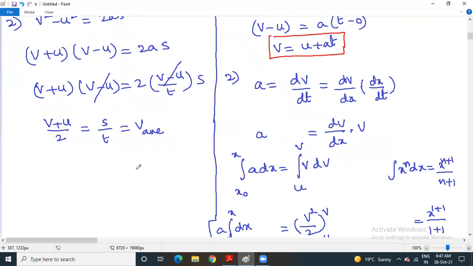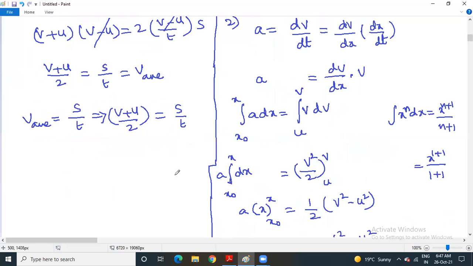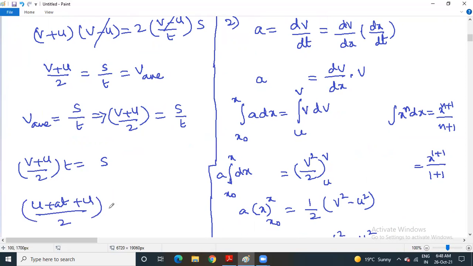Now, making use of this average velocity also, you can find out s equal to ut plus half at square. Check it once. So v average is equal to total displacement by total time. Now v average is once again (v plus u) by 2, which is s by t. Now (v plus u) by 2 into t is equal to s. What is v? The basic equation is u plus at. So (u plus at plus u) whole divided by 2 with t is equal to total displacement.